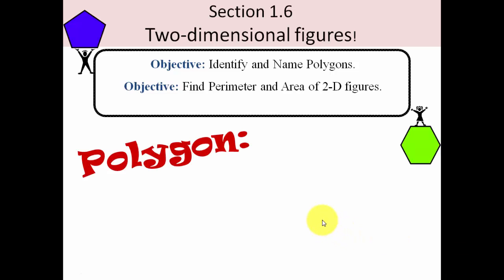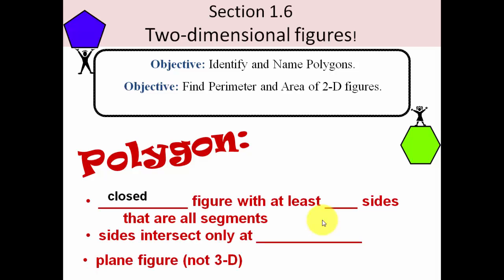So first let's talk about what is a polygon. A polygon is a closed figure with at least 3 sides that are all segments. Sides intersect only at vertices, and it's a plane figure, which means it's not 3D. Since we're talking about two-dimensional figures, it has to be 2D, like a piece of paper, flat.